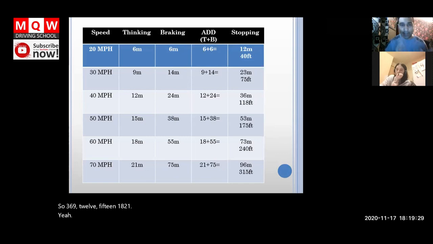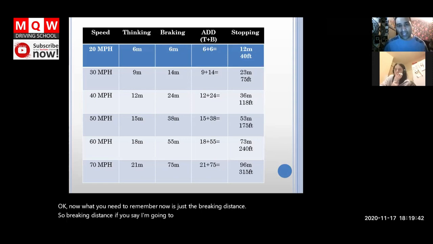Now what you need to remember is just the braking distance. So braking distance, if you say I'm going to start the 20 from 6, the first one is not hard to remember. Then 30 and 40, you say 14 and then 24. And then 38, 55, 75. So braking distance is the only set of numbers you need to remember.